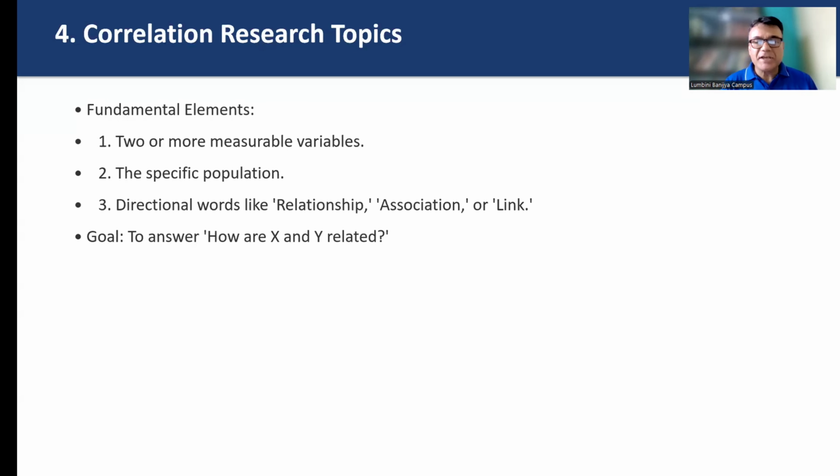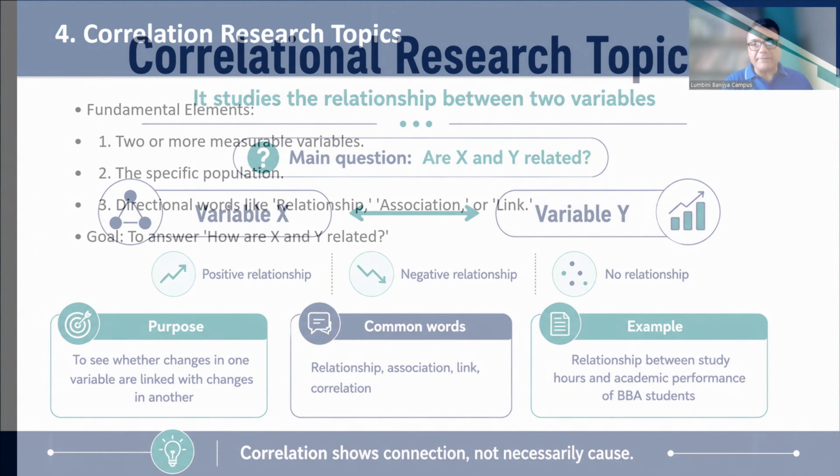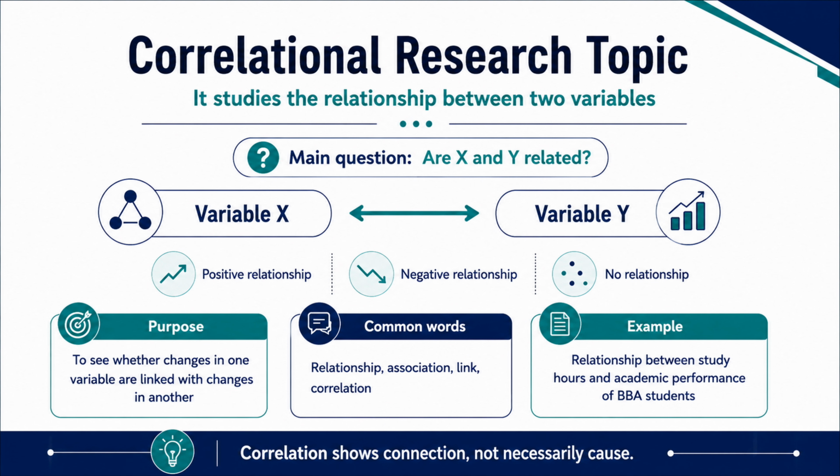The second one is the specific population where you want to conduct the study. And the direction was like relationship, association or the link. The goal of this research topic is to answer how are X and Y related, how the X variable is related with the Y variable. That's it, finished. So simple.